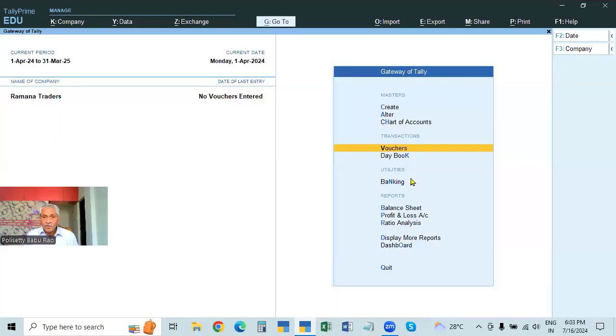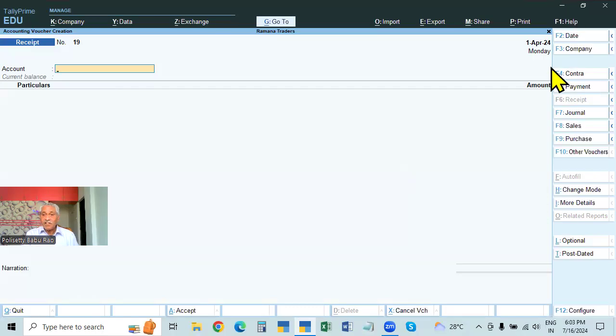Now we go to this one, and the date is 1st April. When you are entering the entries for one day, until we complete all the entries, the date will not change. The date will be as it is. And when we go to the next day, you have to change the date.